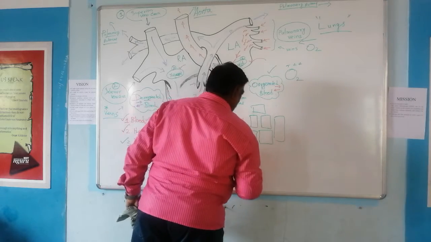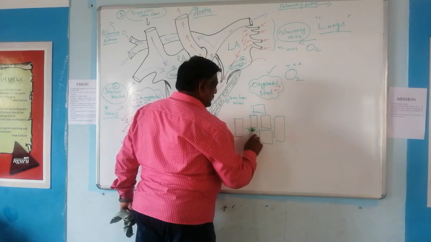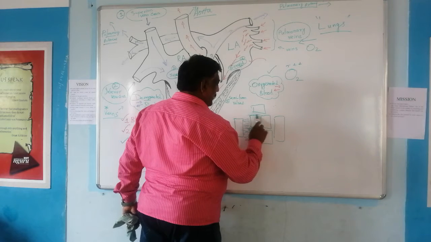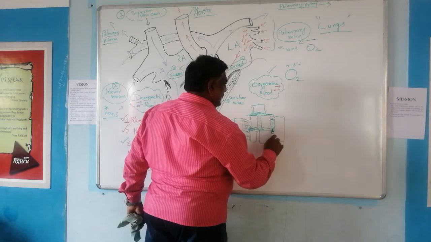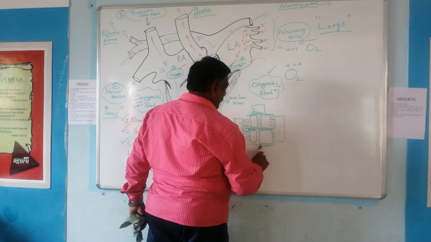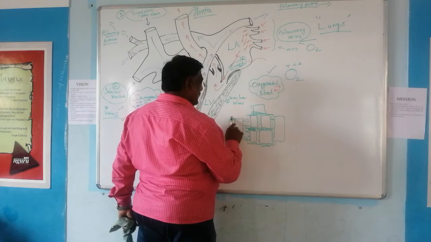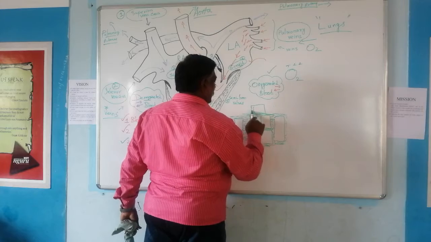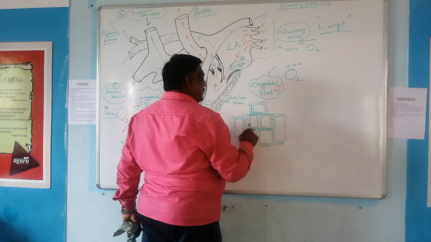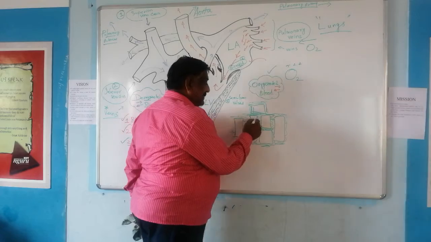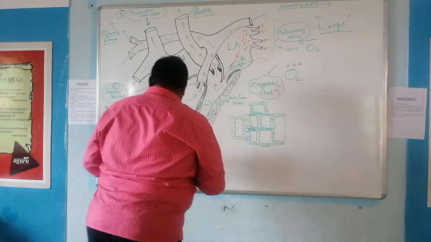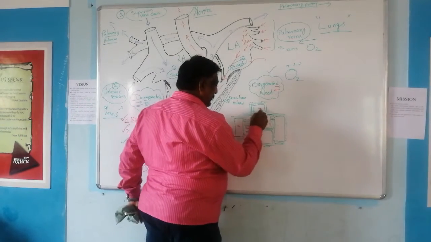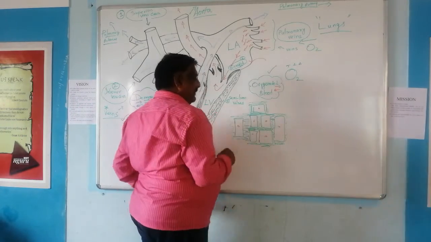Okay, these are the cells. In between the cells, there is a thin film of liquid. That means every cell is protected by a thin film of liquid all over the cells. This liquid is present in between the cells.